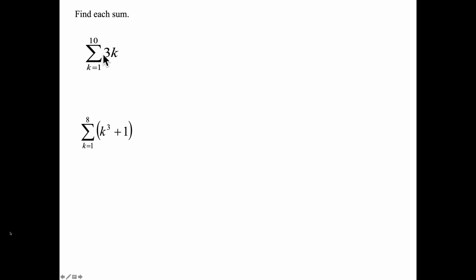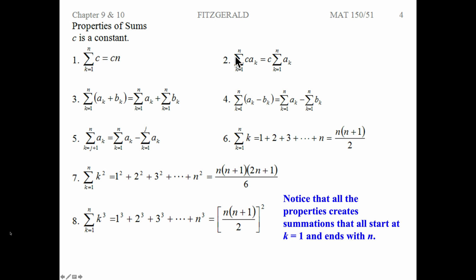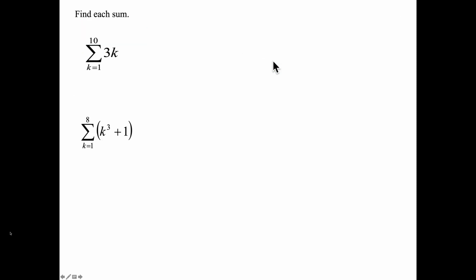Alright, so here was that summation. There was the 3k, but now we're going from 1 to 10. Well, I'm going to use some properties. N is my 10. This is property number 2. Back here, I'm going to give you the property numbers. And so 2 means we're going to take that 3 and factor it to the front. So 3 times the summation of 1 up to 10 of k to the first power.